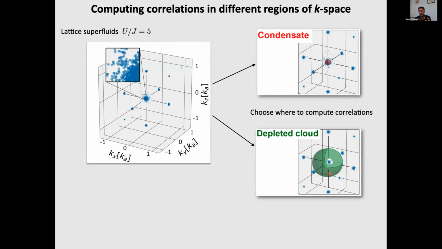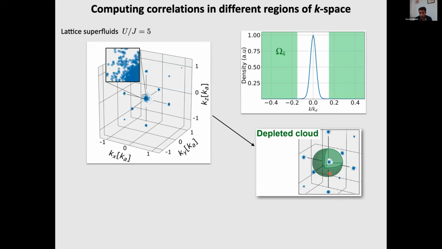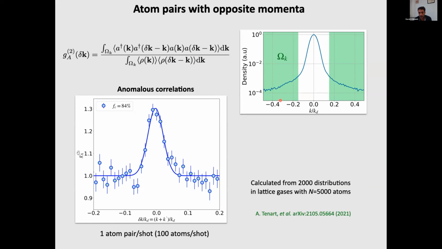So they nicely separate in the weakly superfluid regime in momentum space, and we can compute two-body correlations independently in the BEC or in the depletion. I will be reporting about measurement in the depletion. So this is the momentum density as a function of momentum. And we will be calculating the correlation here in this green volume, where, in linear scale, it looks like there is nothing. But if you look in log scale, which is now here, you see that there is some signal.